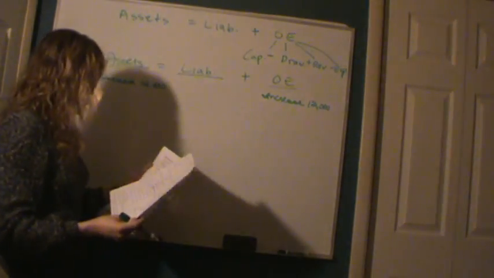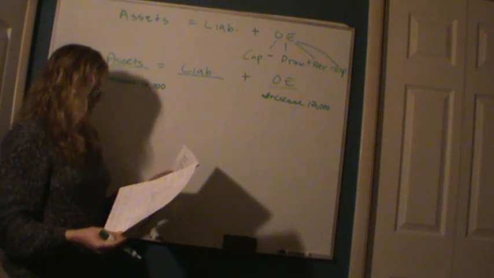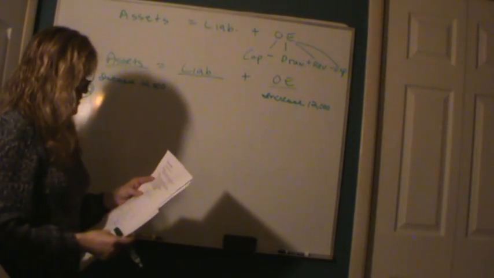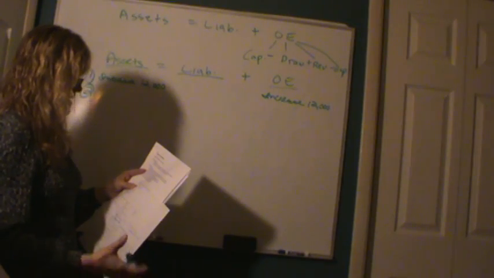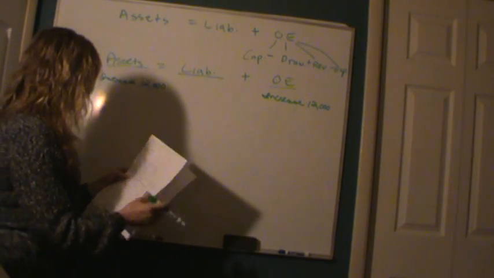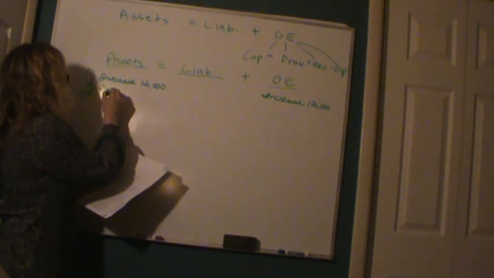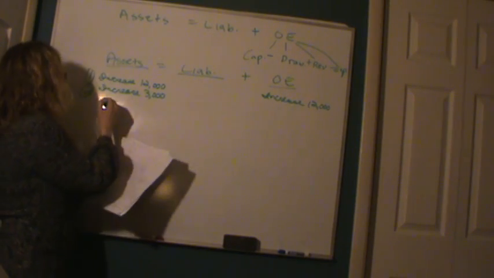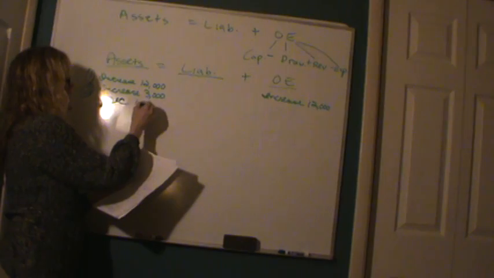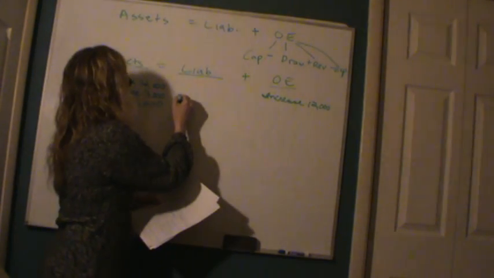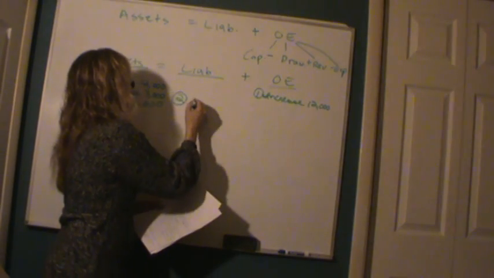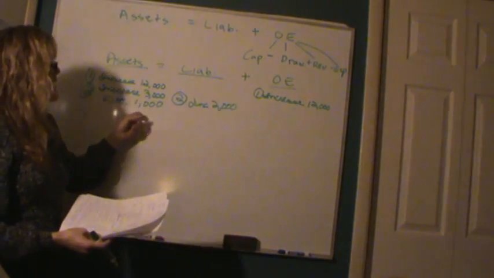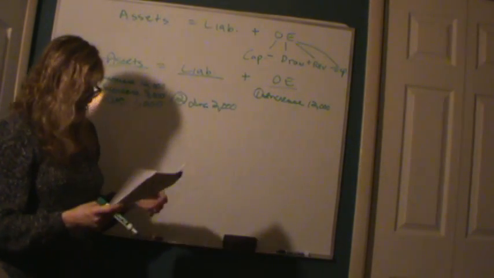The next transaction is we purchased office equipment for $3,000. Office equipment is an asset account. We pay $1,000 cash and $2,000 goes on credit. We're going to have an increase of $3,000 for the equipment, and we're going to have a decrease of $1,000 because we paid cash. Our liabilities are going to increase by $2,000. We paid cash for $1,000, and the other $2,000 we purchased on account.